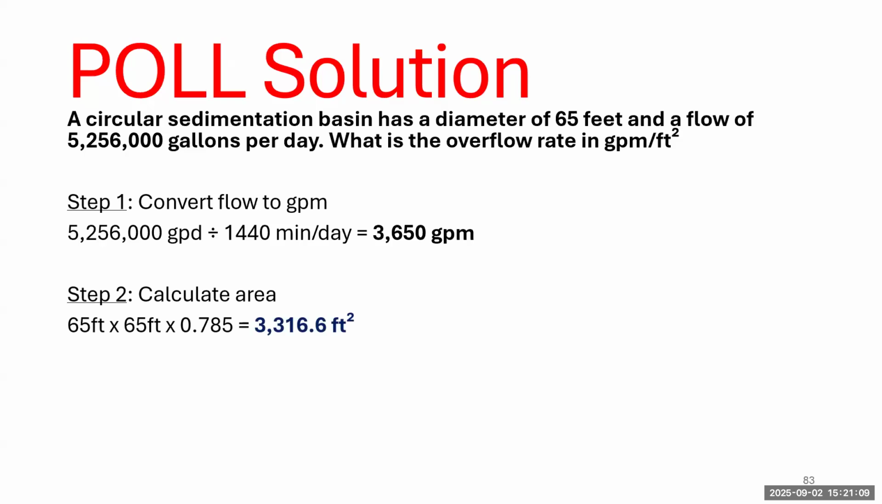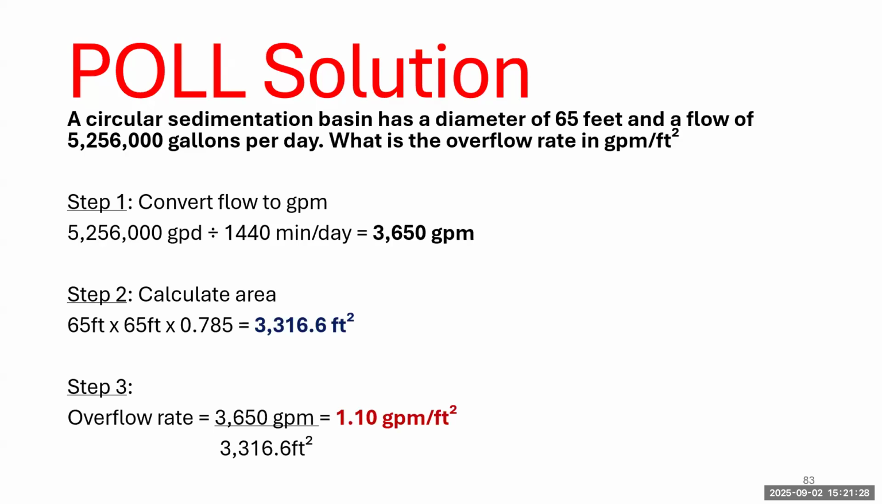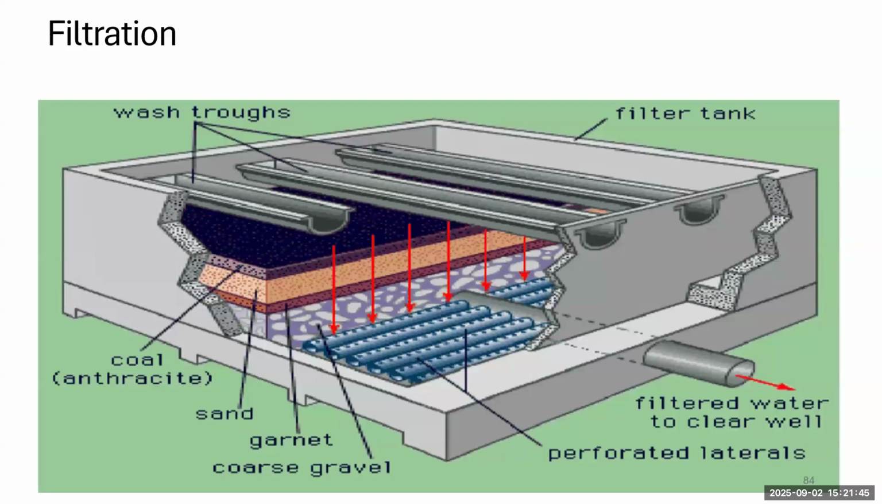Then I would calculate the area. If I knew that it was the diameter that was 65 feet, I would take 65 times 65 times 0.785, and I would get an area of 3,316.6 square feet. And then I have everything I need for the overflow rate: 3,650 gallons per minute divided by 3,316.6 square feet of area gives me 1.1. Okay, you guys were good sports, and that's a kind of bad typo. I didn't do it on purpose.